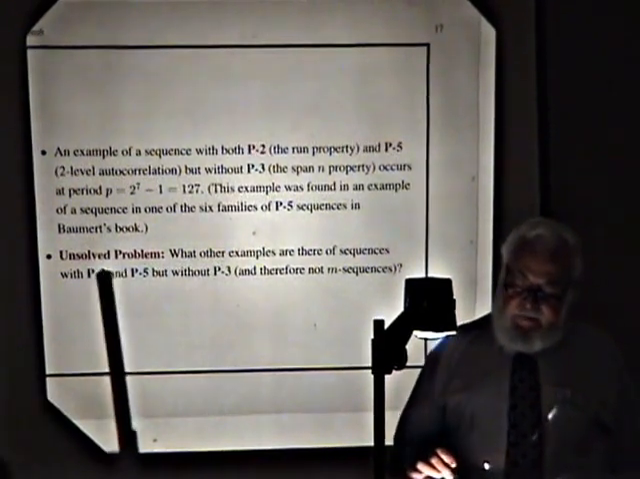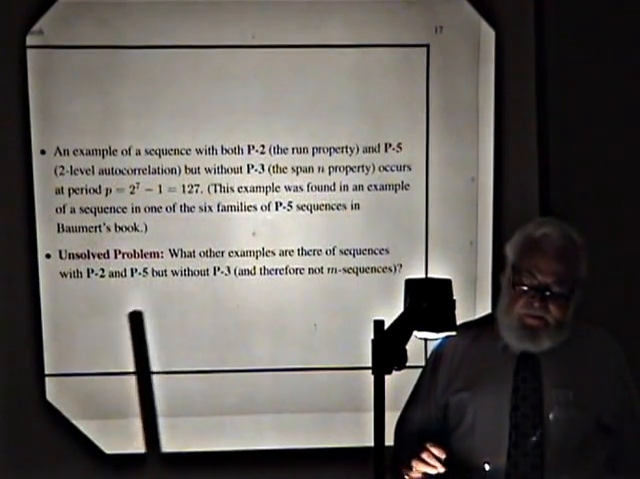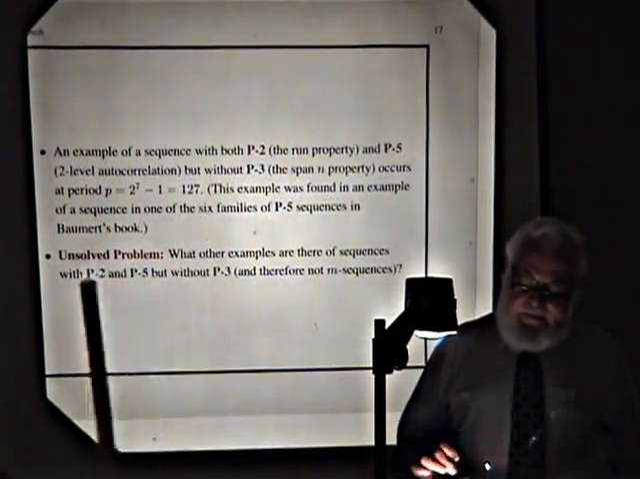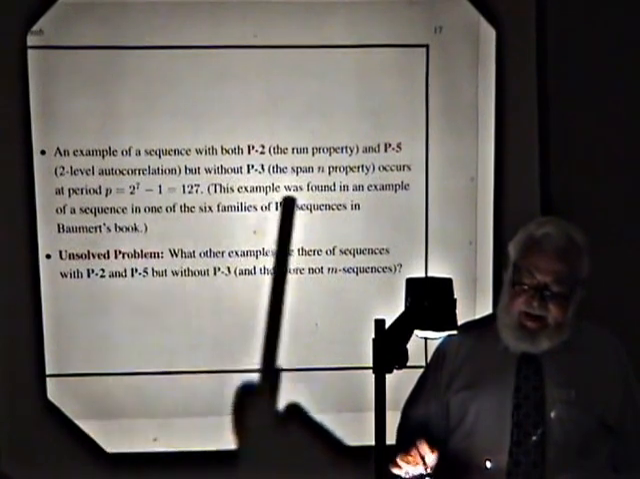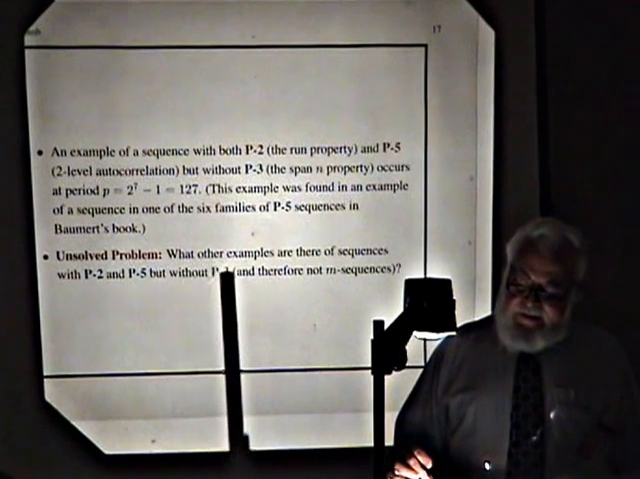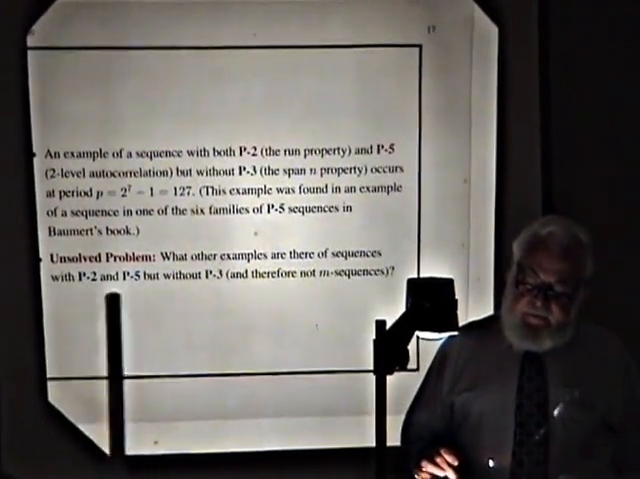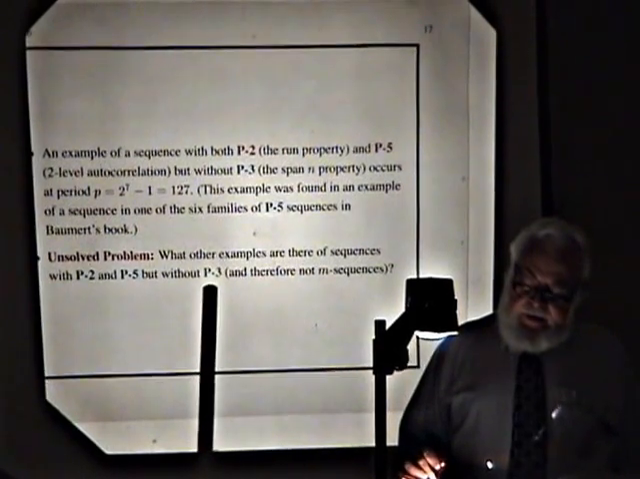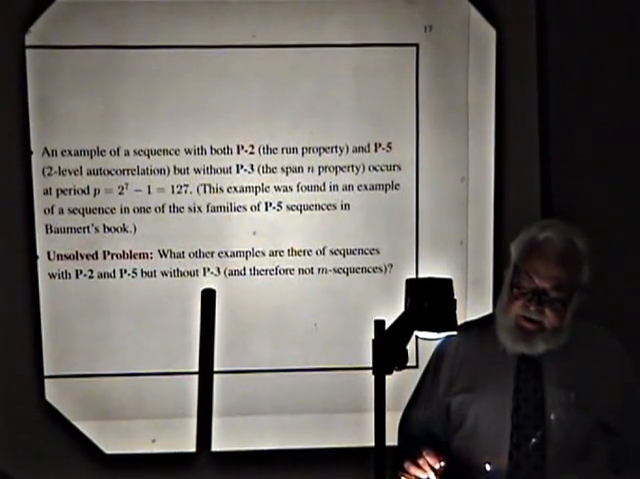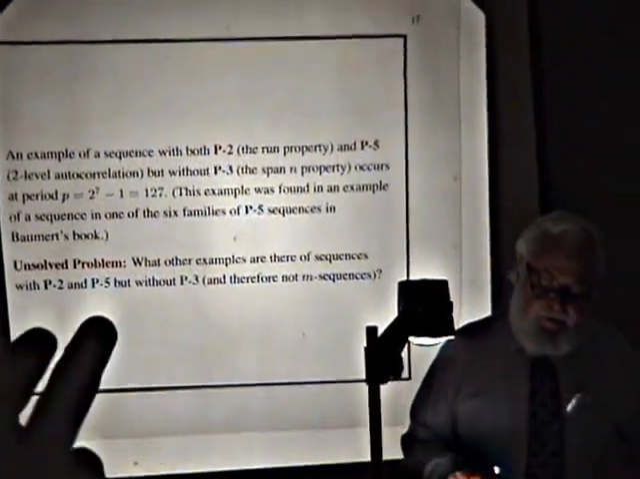And to the best of my knowledge, no one has even identified what was special about that example that led to having these 2 properties. So I'm not sure anyone has even systematically looked for other examples of sequences that have both of these properties, but not the span n property, and therefore are not M sequences.